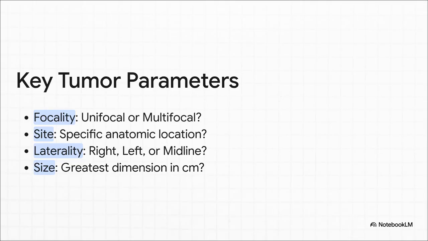So right off the bat, you're asking four basic but crucial questions. Is it just one tumor, or are there several? Where exactly is it? Is it on the right, the left, or in the middle? And of course, how big is it? That one measurement, the greatest dimension in centimeters, is our very first clue for figuring out the T category.